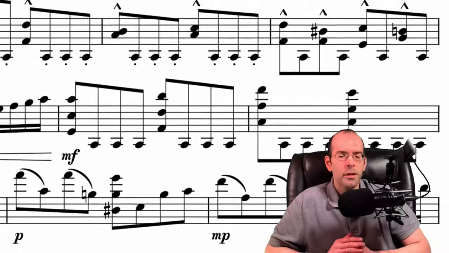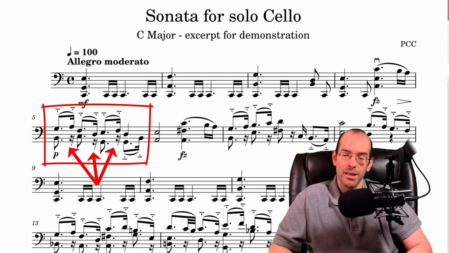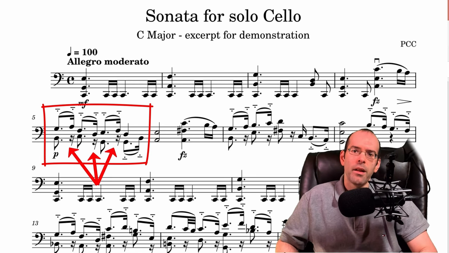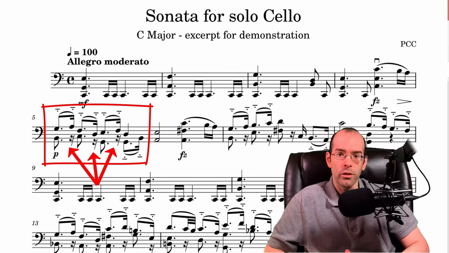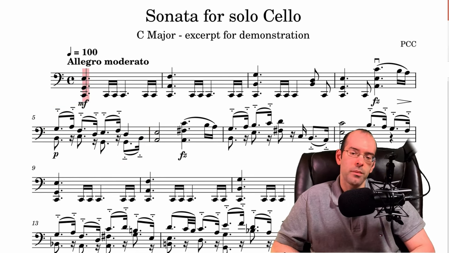So I want to take a look at this passage here, where we have slurs that span over a rest. But what this means is that there is one single bow stroke between these two notes, despite the rest in between.